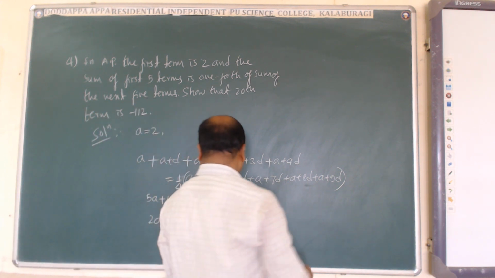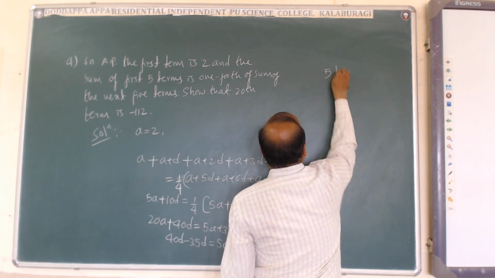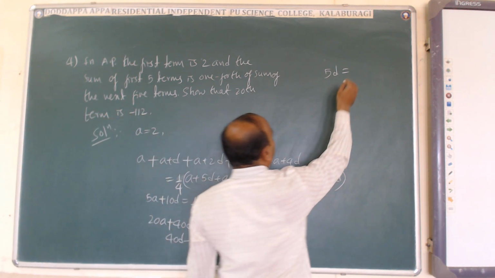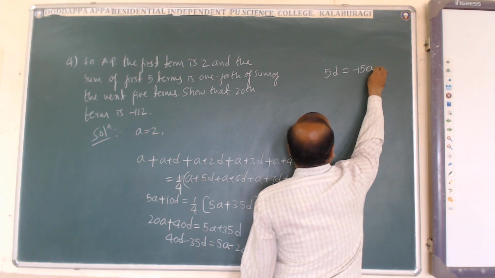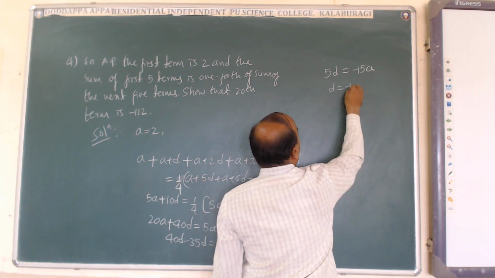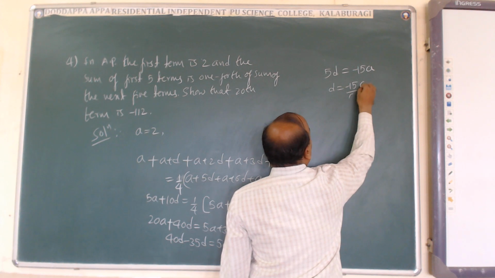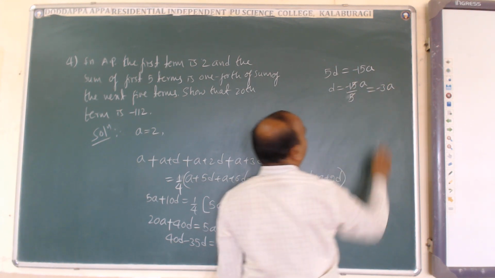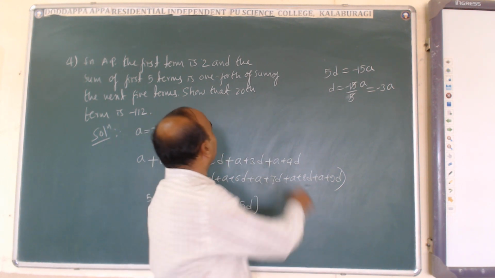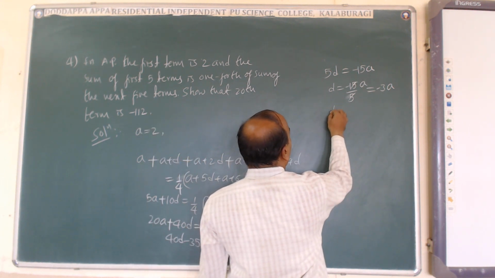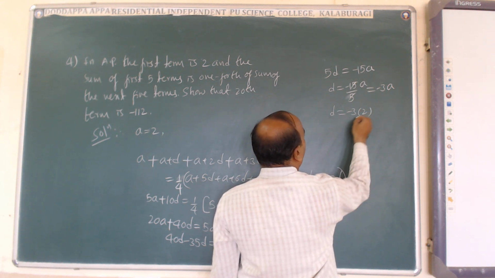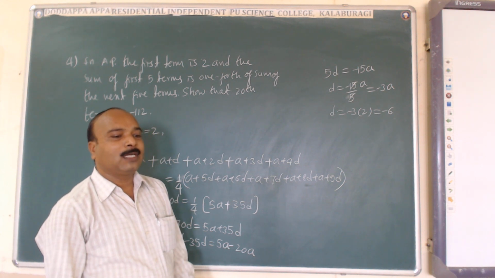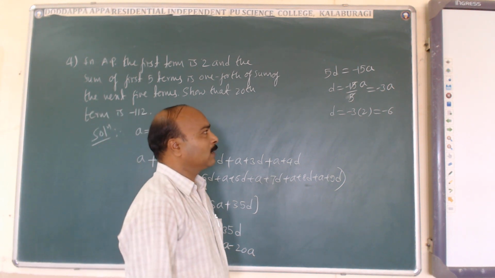Now simplifying this, it is 5 times d equal to 5a minus 20a, which is minus 15a. So d equal to minus 15a by 5. 5 on the 5 cancels, minus 3a. But a value is given already, it is 2. Put the a value, d equal to minus 3 into 2, it is minus 6. Like this, first you find the d value of this given example.